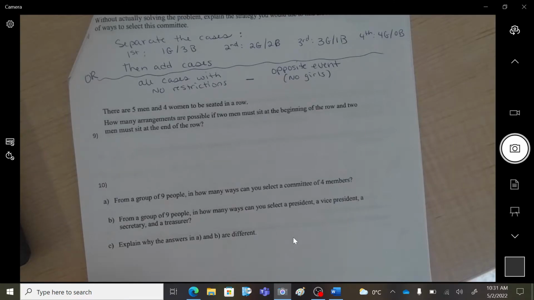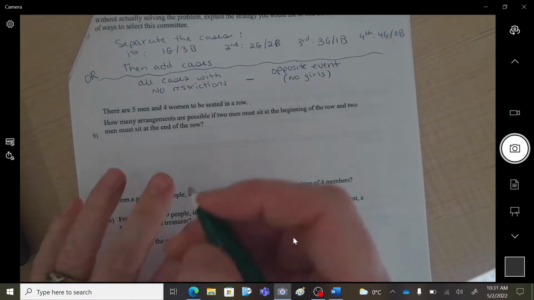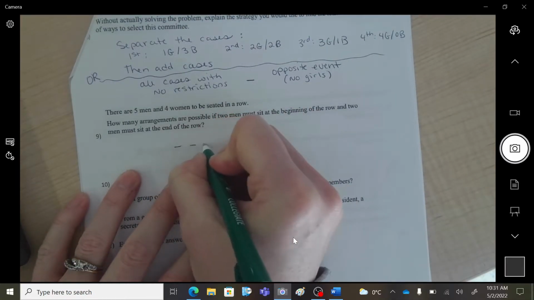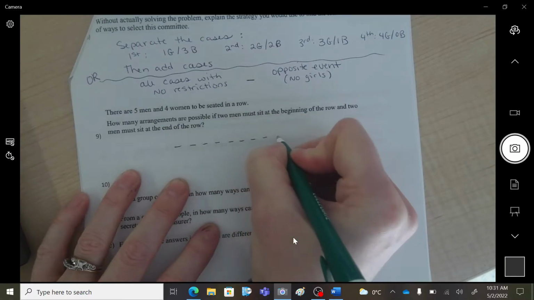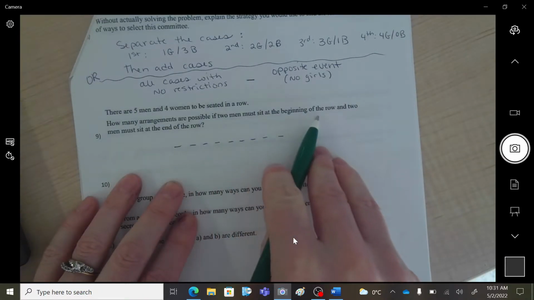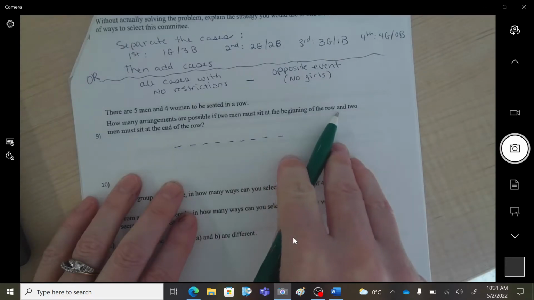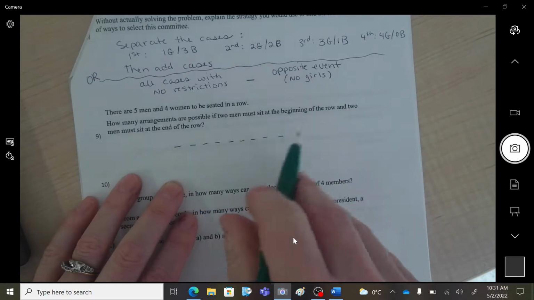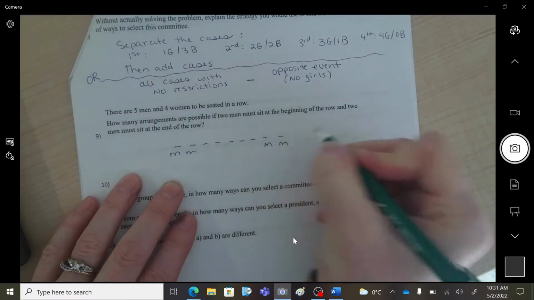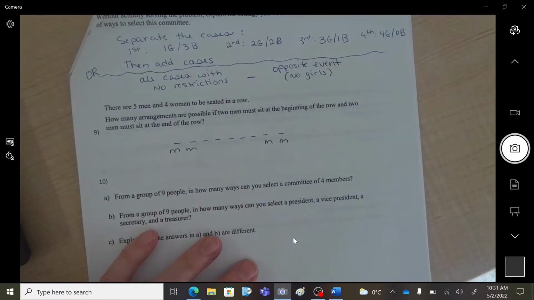Number 9, there are 5 men, 4 women, seating. How many arrangements are possible? So I'm going to just go my 9 spaces here. If 2 men must sit at the beginning of the row and 2 men must sit at the end of the row, so I need to put men there.